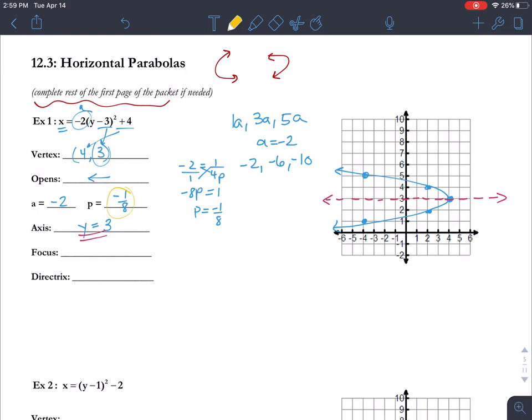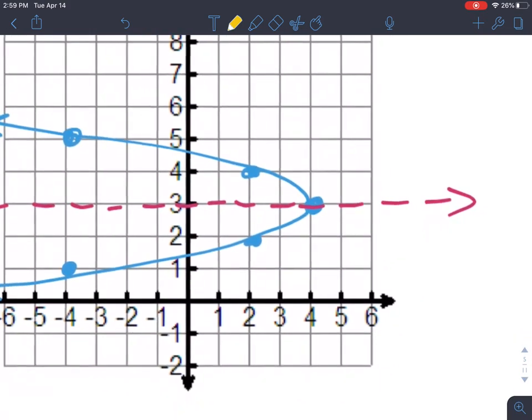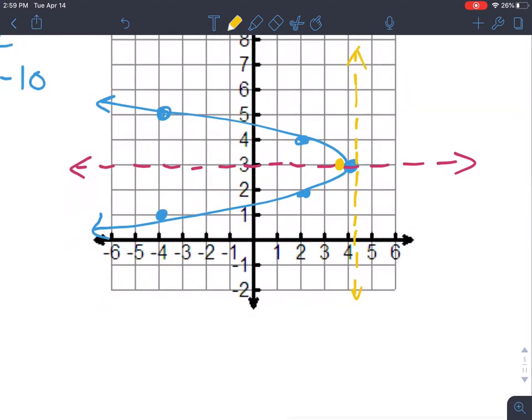We've got P is -1/8, so we're going to zoom in here, and focus is on the inside 1/8, directrix is on the outside 1/8. So let's figure out what these values are, because we've got some fractions. Instead of going all the way to 4, we went to 4 minus 1/8, which is going to be 3 7/8, comma 3. So again, only the x value changes. Y value of the vertex stays the same.